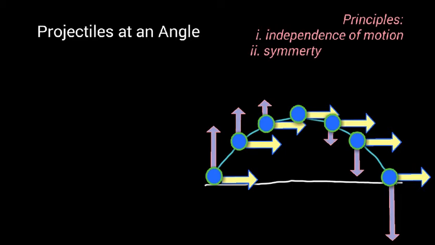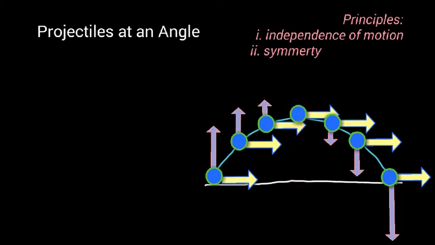Alright, so there are two principles that we want to remember here. One is that there is an independence of motion. That is, as this ball flies through the air, its motion in the y direction, where it's slowing down on the way up and speeding up on the way down, is in no way related to its velocity in the x direction, which, as you can see by the length and shape of each of these vectors, is the same throughout the motion.